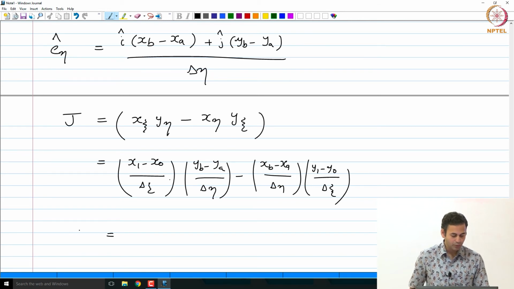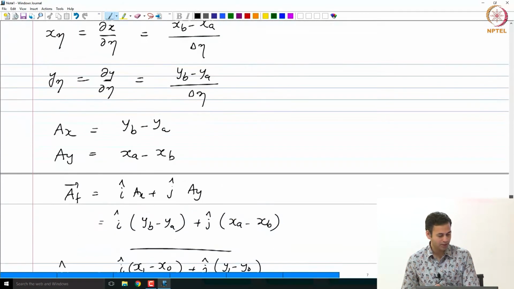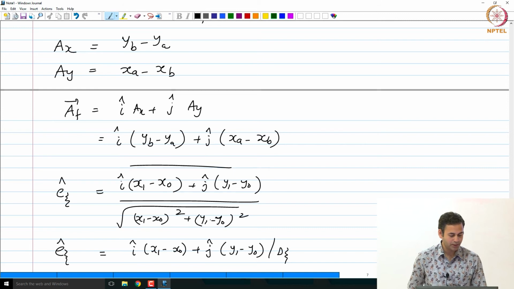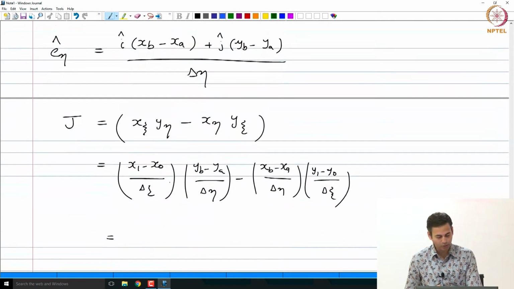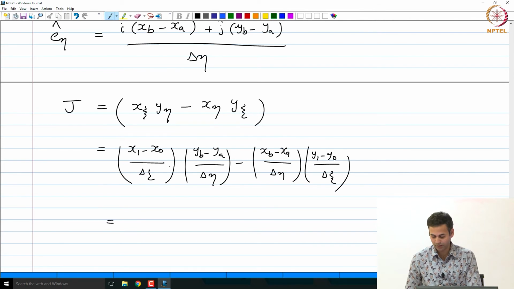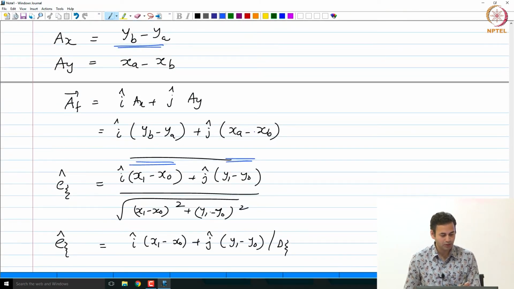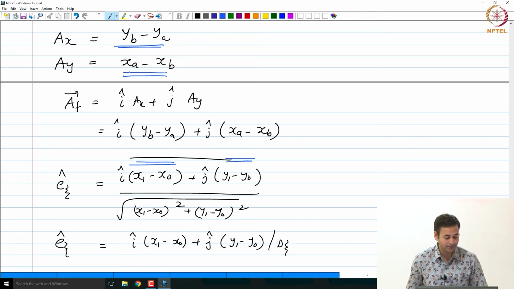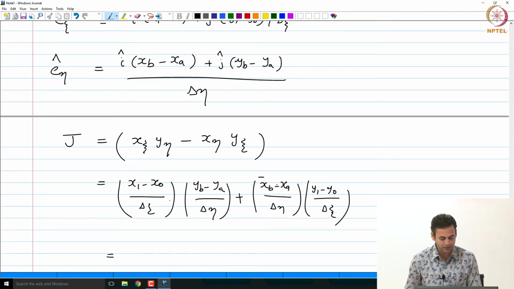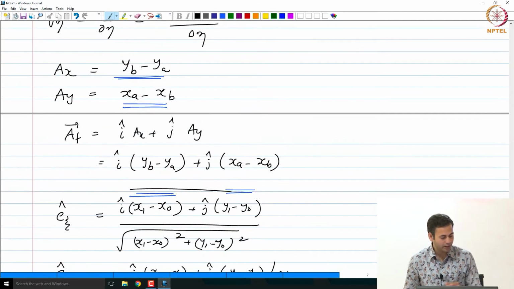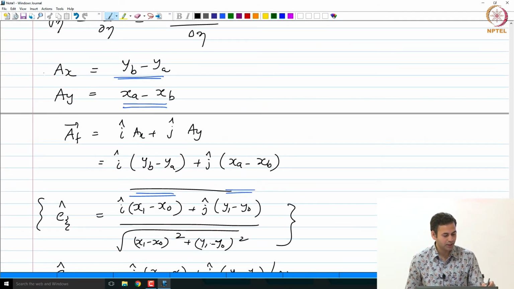Now, we have a multiplication of delta xi delta eta in the denominator, right? And what is the numerator? We have x1 minus x0 times yb minus ya. If I go back here, x1 minus x0 is this quantity, multiplying yb minus ya, which is this quantity. And what is the other one? xb minus xa and y1 minus y0. Instead of xb minus xa, I have xa minus xb, but I can of course change this minus to plus and make this minus and plus. Then can I rewrite this as a dot product of these two quantities, this guy and AF bar?